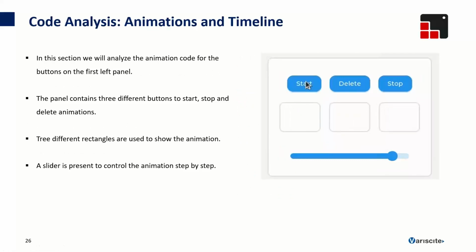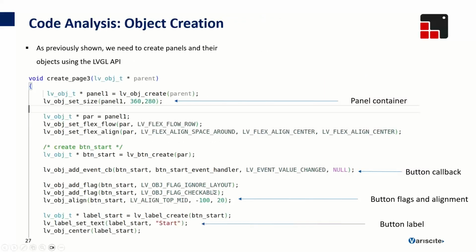Let's talk about the animation. In the first tab, the widget on the left is the animation with 3 buttons: start, delete, and stop. There are 3 objects that automatically move, and we have a slider. So we have the animation code. The panel contains these objects. The slider will be used to move through the animation. Let's see how it works.